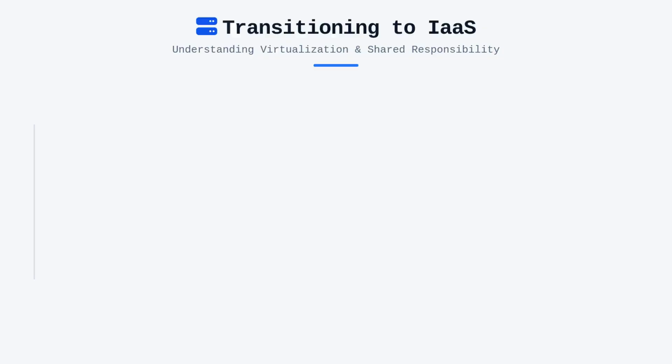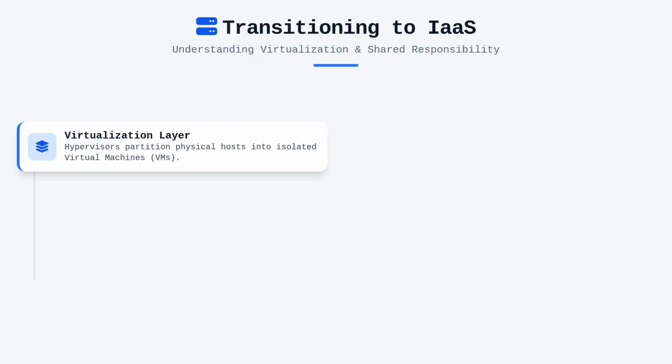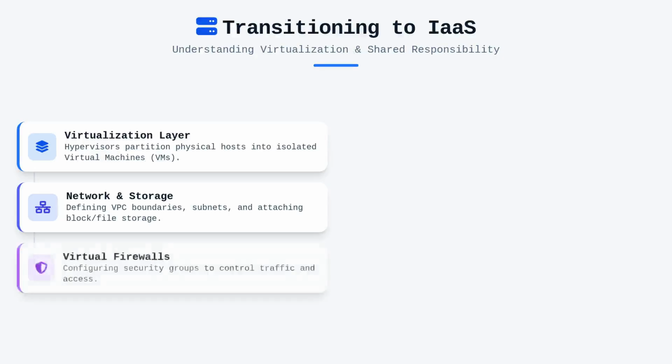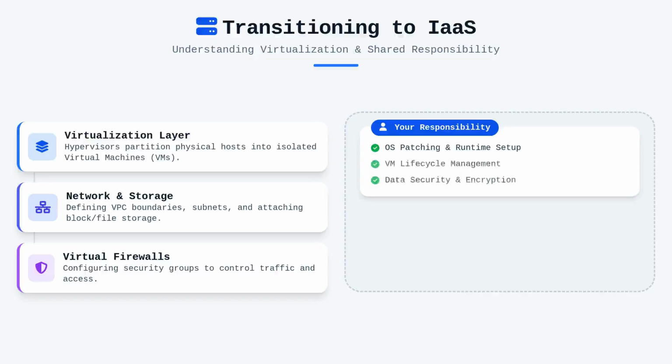When we transition to IaaS, we are essentially interacting with virtualization layers rather than bare metal hardware. The provider utilizes hypervisors to partition physical hosts into multiple virtual machines, each capable of running its own guest operating system. From your perspective, you manage the virtual machine lifecycle, which includes installing patches, configuring network interfaces, and attaching block or file storage. You define the virtual private cloud boundaries, establishing subnets, and configuring security groups to act as virtual firewalls. Despite this high level of control, you remain responsible for securing the operating system, the runtime environments, and the data stored within these instances.